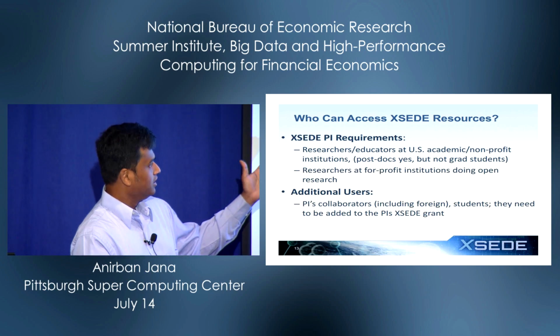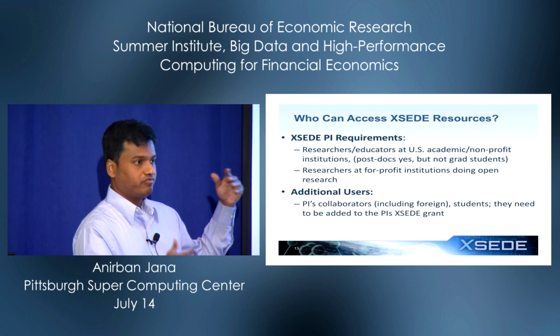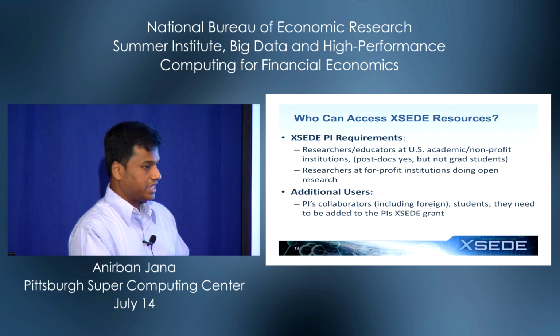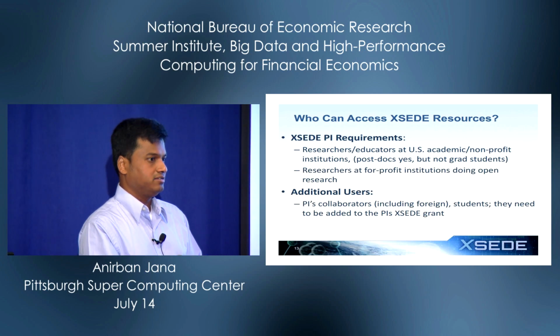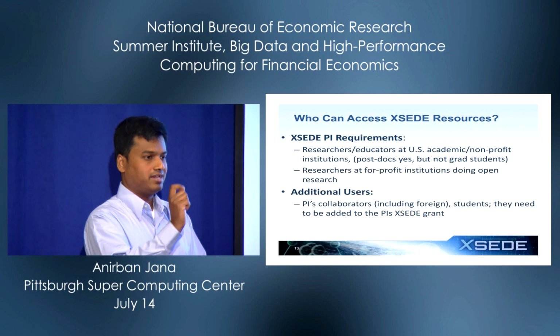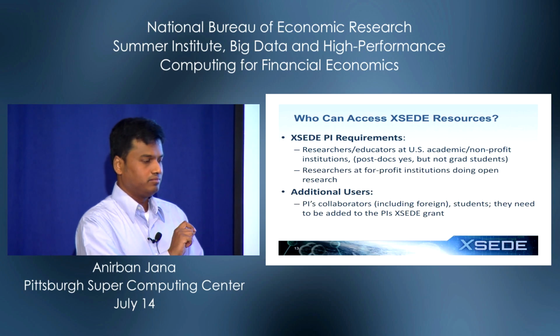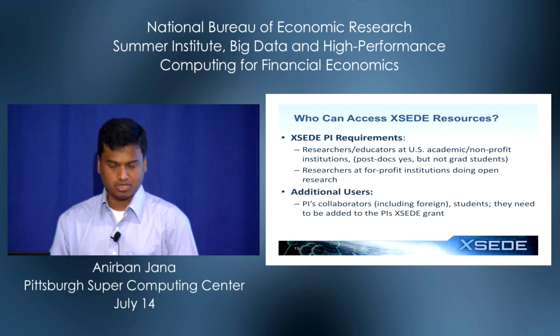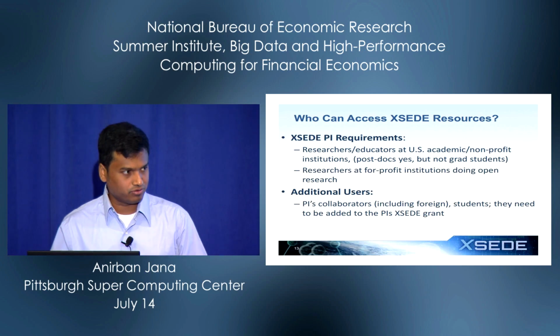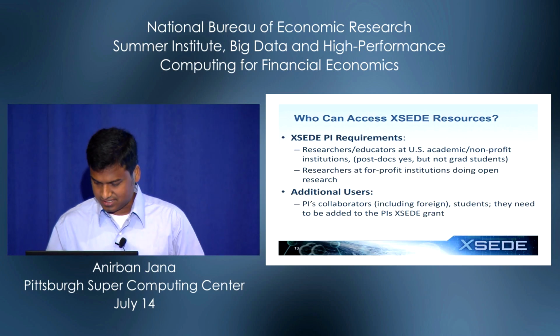Additional users are the PI's collaborators, which could be foreign, outside of US, or their students, and they just need to be added to the PI's XSEDE grant. So graduate students or undergrads cannot directly be PIs, but if their advisors are PIs, they can just add them to the grant. And I'll talk about that briefly in a few slides later.